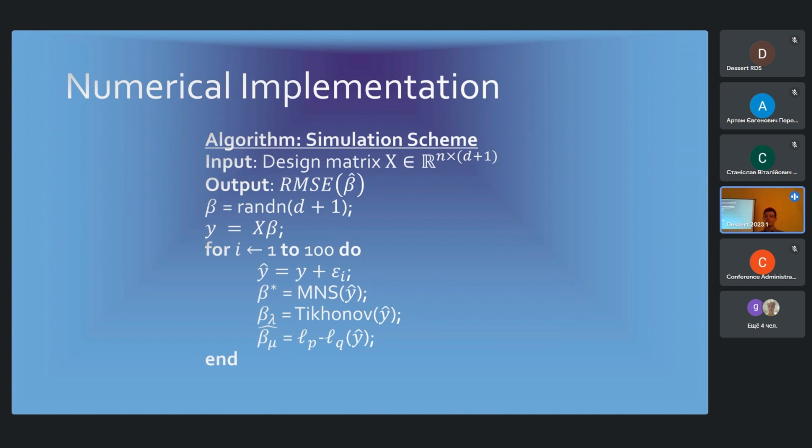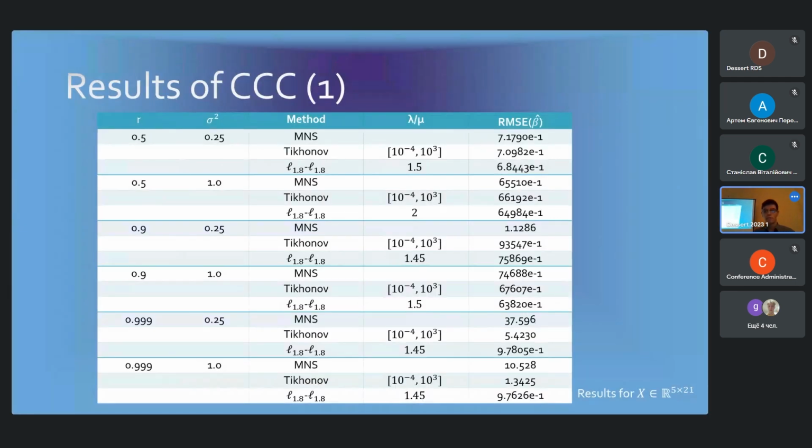For each one of them, we calculate beta, 3 vectors, one for each method: MNS, Tikhonov, and LPLQ. We calculate the relative mean square error, and then we find out which method is the best for each occasion. Let's observe some of the results, which are very intriguing.